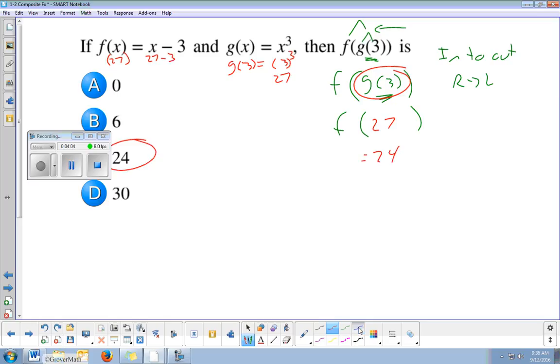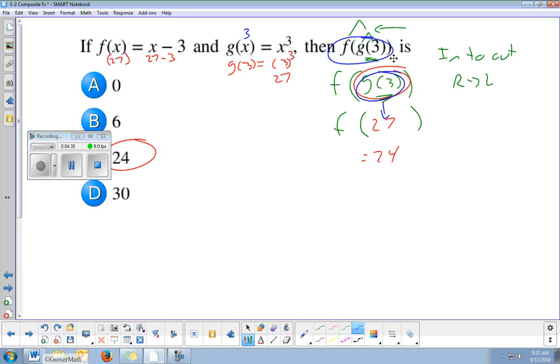The mistake a lot of students make here is they see this f of g of 3 and they plug 3 in here, which is correct, but then they also plug 3 in here. That's not correct. You do f of the result of g of 3. And that's a common mistake. But just think of it as, f of 5 is what? f of 5 is 5 minus 3, 2. Well, f of g of 3 is whatever g of 3 is plugged into f. And g of 3 is 27. That's what's plugged into f. So it kind of works both ways.